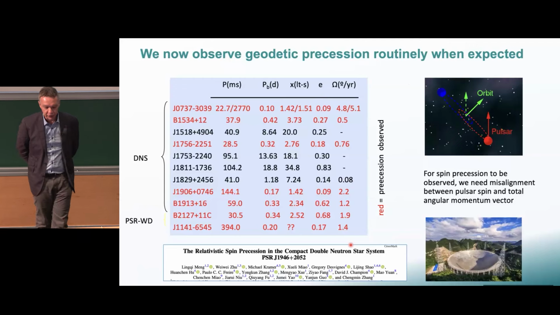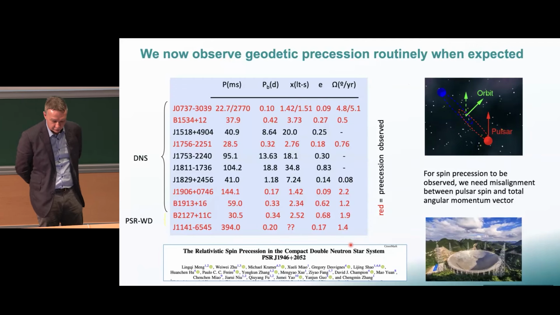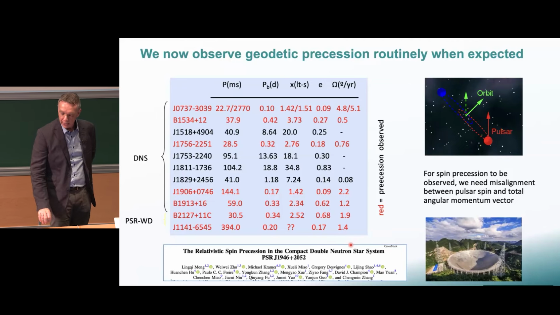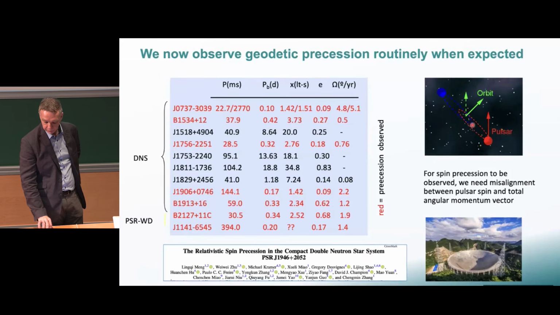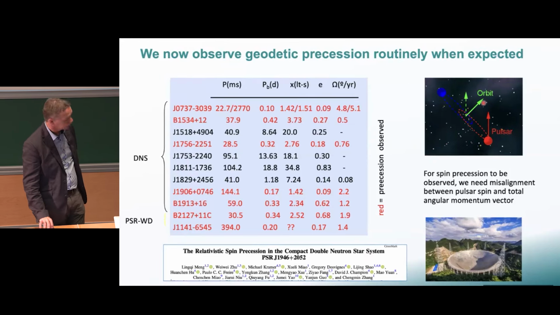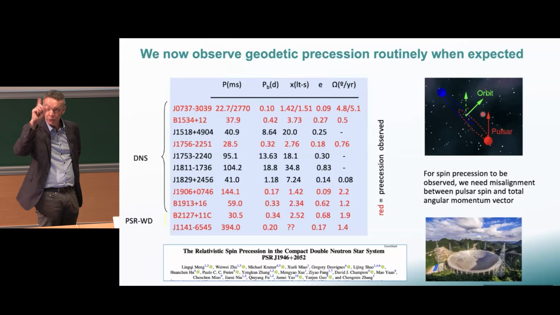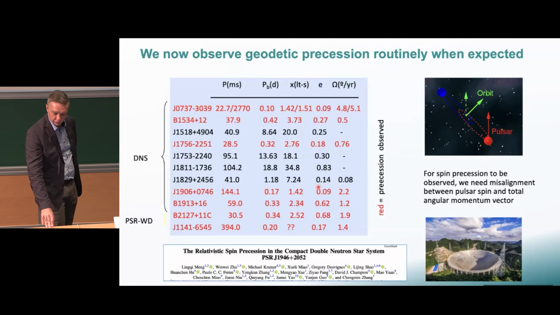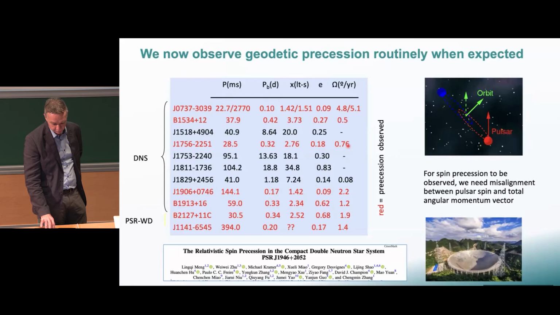Spin precession or geodetic precession has now become a routine observation. Whenever we expect spin precession to be detectable, which means we need a misalignment between the pulsar spin and the total angular momentum vector, just like here. So this is the orbital vector. This is the pulsar. Whenever we have a misalignment, we should expect precession. And for all these red cases here, actually the A pulsars are black, in all the red cases we have seen precession as observed. For most of them we cannot do a quantitative test because it is taking too long to see profile changes, or the modeling is too complicated. But even in cases where we didn't expect it, this is a new pulsar which we observed fast, we did find geodetic precession.